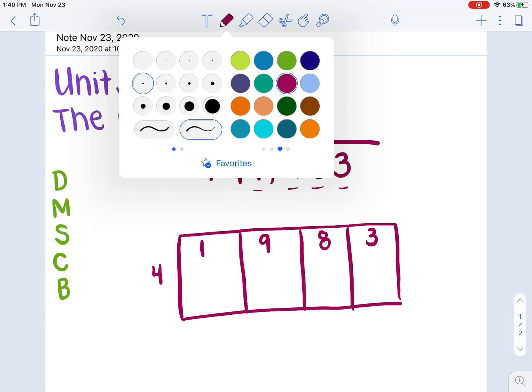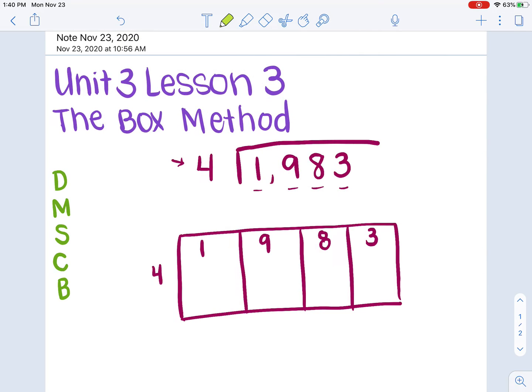Now that you have that set up, let's get started. My first step is divide. Oh no, 1 can't be divided into 4 people. What do I do? Well, it can be just 0 times, right? So dividing is 0. Then I'm going to multiply. Well, what's 4 times 0? 0.